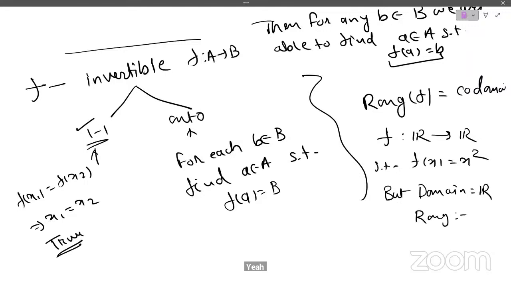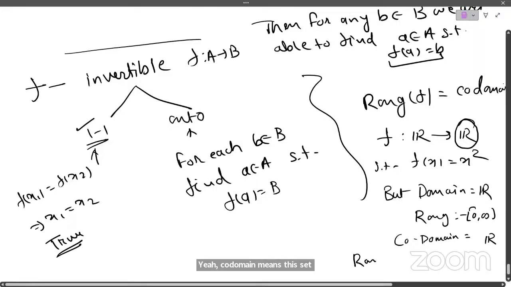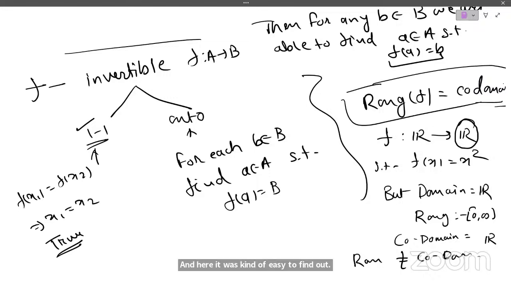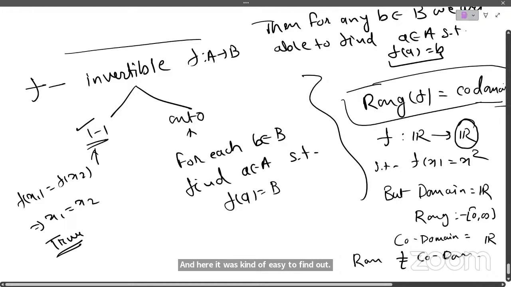What is the range? Range is 0 to infinity, R plus, correct? And what is the codomain? All real values. Codomain is again R. Yes, codomain means this set. So in this case, your range is not equal to codomain, so your function is not onto. Here it was kind of easy to find out, but ontoness always requires some effort to prove.